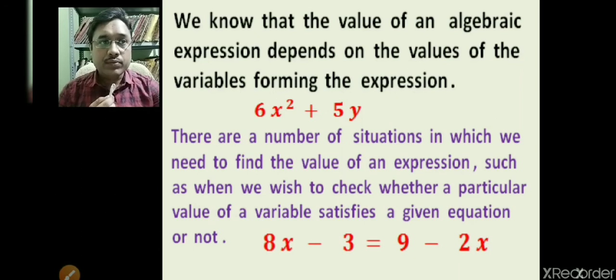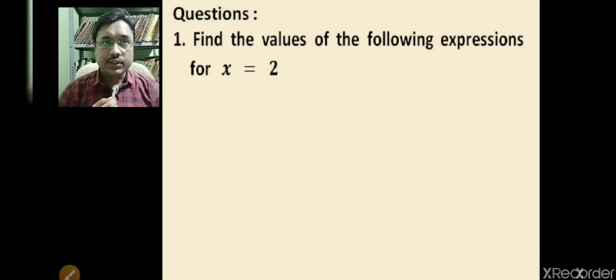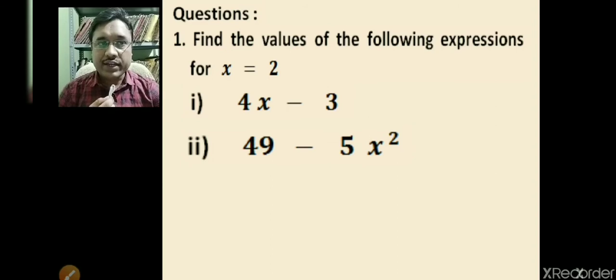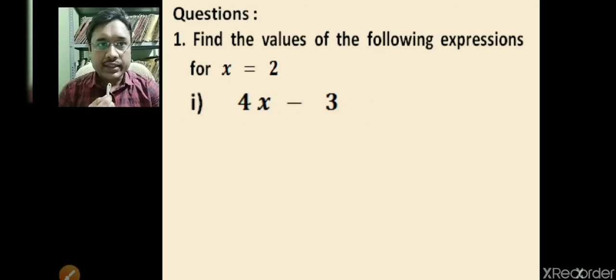Now, some questions to find the value of expressions. Find the value of the following expressions for x equals 2. Here I have taken only one variable, so the expressions also contain one variable only. These are the two algebraic expressions: the first is 4x minus 3, and the second is 49 minus 5x square.